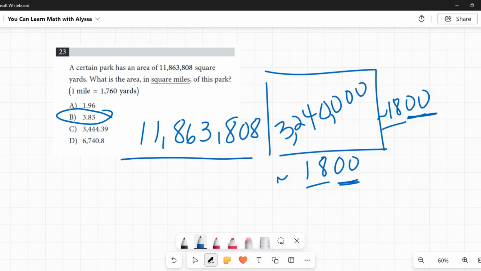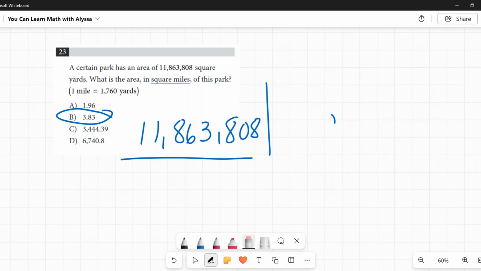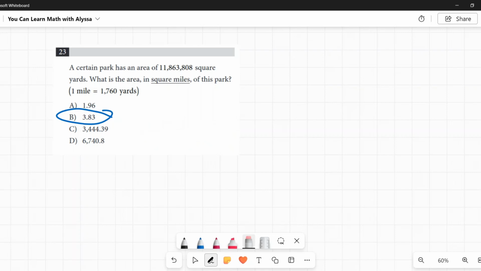4 times. Ta-da. Confirmation. That's an estimated way of confirming, yep, we did it right. We correctly typed it into our calculators, which I don't think is a bad thing to be able to estimate like that and then confirm your answer, since when you're typing in those large numbers, it's very easy to make a mistake. But that is our answer, B, 3.83 square miles.